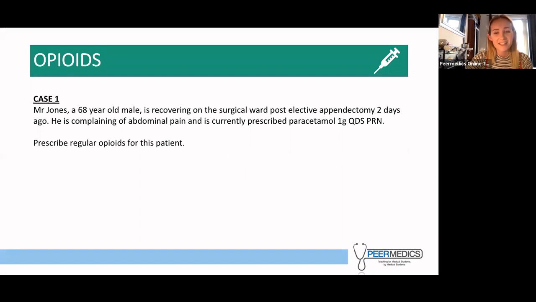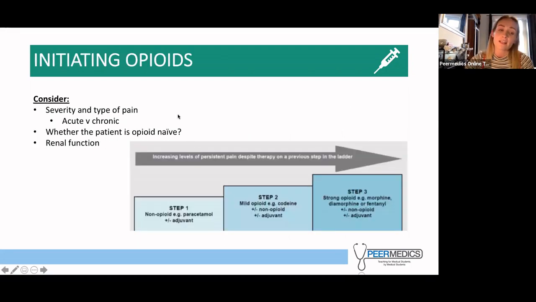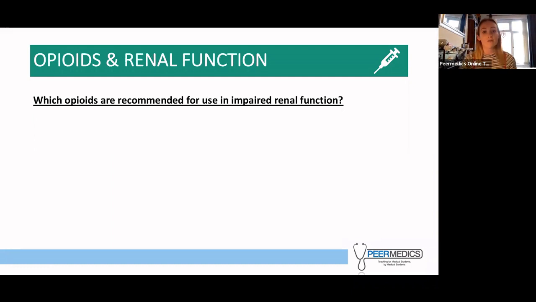Great, thanks, Danny. So the important thing to consider when you are prescribing opioids is the severity and the type of pain. If the patient isn't in a lot of pain, then you're not going to go straight for a morphine. You need to use the WHO pain ladder, which I'm sure you've all heard of, and start with paracetamol or ibuprofen and then step up to opioids. Also think about whether this is acute or chronic pain, whether the patient is opioid naive or not, and their renal function. So does anyone know which opioids are recommended for use if someone has impaired renal function?